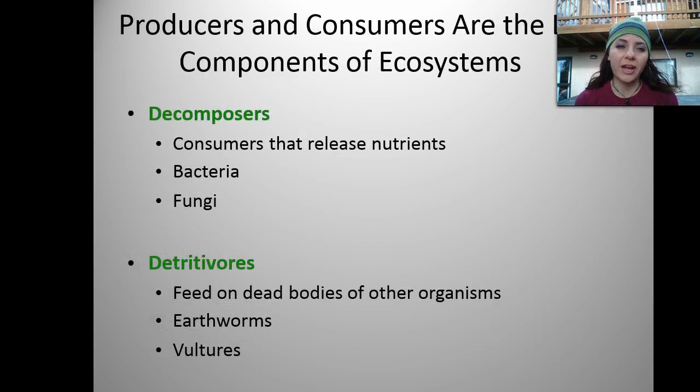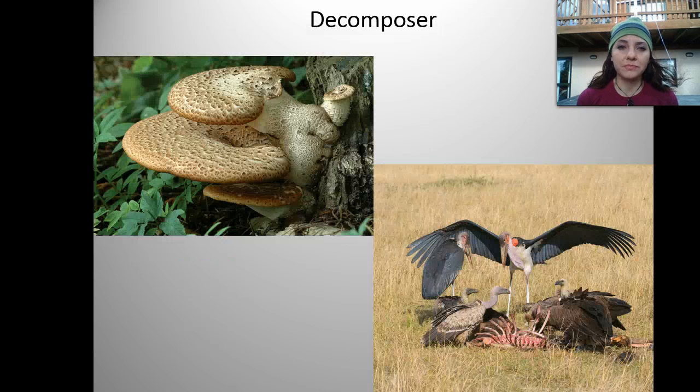There are also other types. We have decomposers and detritivores. Decomposers are consumers that release nutrients, and they're bacteria and fungi. Detritivores feed on dead bodies or other organisms. Detritivores are earthworms as well as vultures. So these are two examples of decomposers.